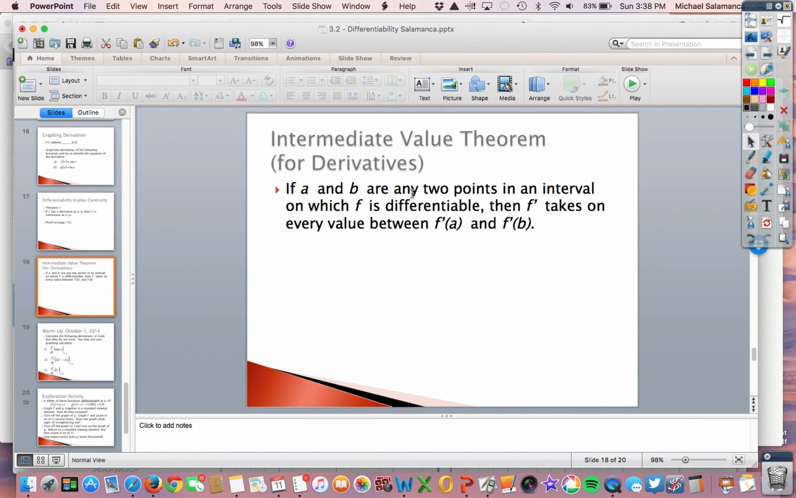Lastly is the intermediate value theorem for derivatives. It says if a and b are any two points in an interval on which f is differentiable, then f prime takes on every value between f prime of a and f prime of b. In English, it means that if we have a function and it's differentiable on any interval between a and b, then every value in between is also attained, because it's continuous.